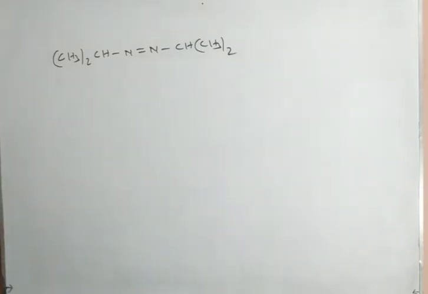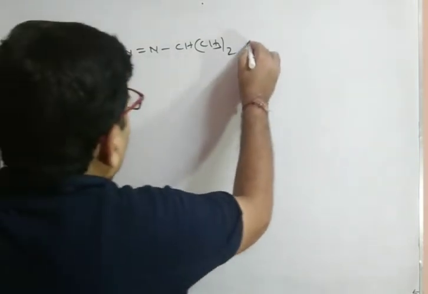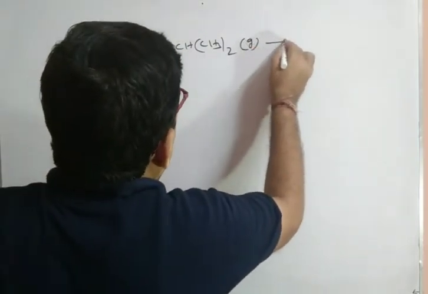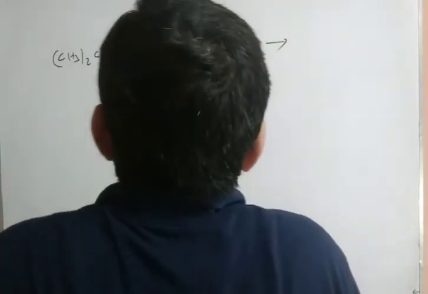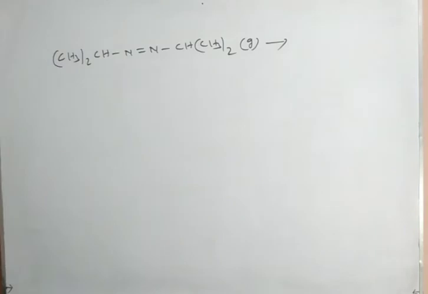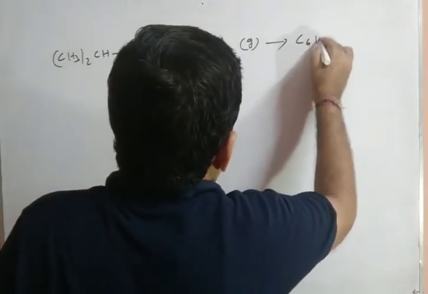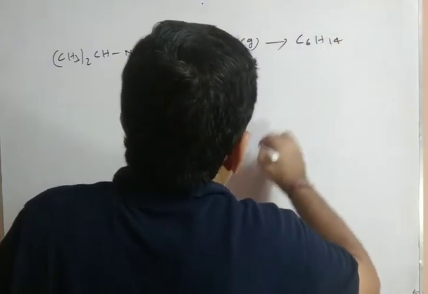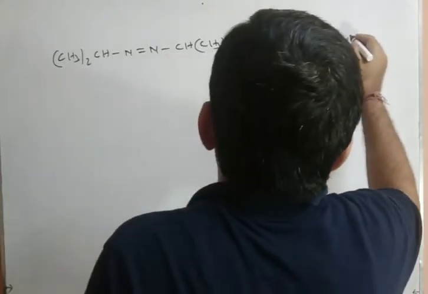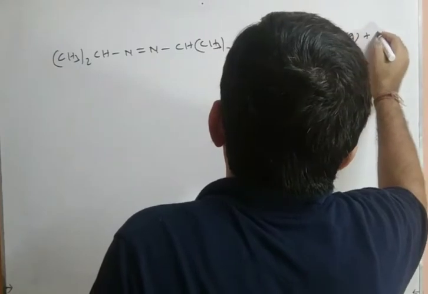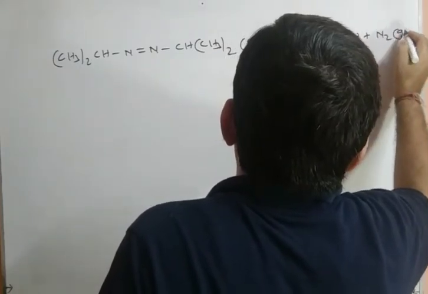This is azoisopropane, which exists in the gaseous state, converted into what? Hexane. What is the formula of hexane? C6H14, plus nitrogen gas.